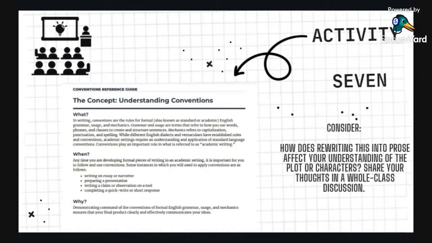Next, students work with a partner to repeat the process with a new set of lines before finally trying it on their own. So that is the gradual release. They do it with the teacher modeling, then they work with a partner, finally they try it on their own. Then the teacher wraps up the activity by having students consider the question on the screen: How does writing this into prose affect your understanding of the plot or characters? Share your thoughts in a whole class discussion.